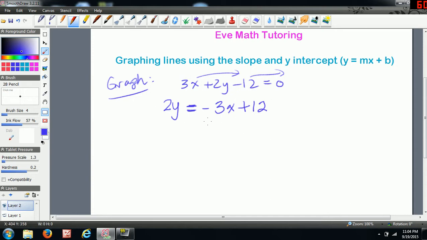Okay, so I do that first, and then I want to get y by itself. So what do I have to do? Well, I have to divide this by 2. And whatever I do to one side of the equation, I have to do the same thing to the other side in order not to change the equation. So when we do that, we get y equals negative 3 over 2 x plus 6. So now we've got the equation in y equals mx plus b format, which is what we want because it's easy to graph when we have it in that form.